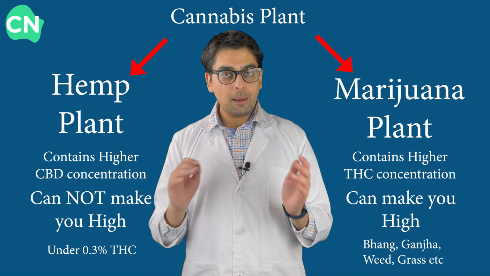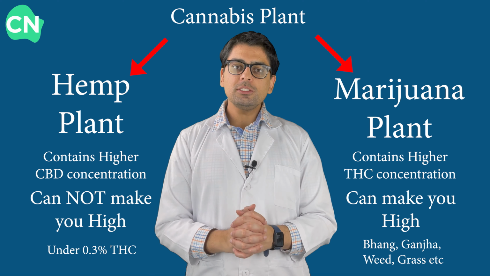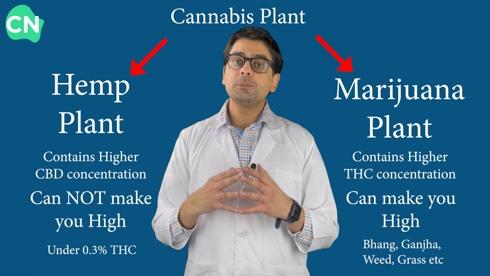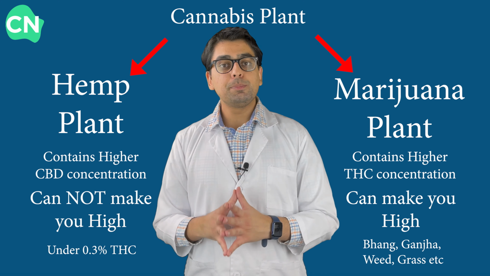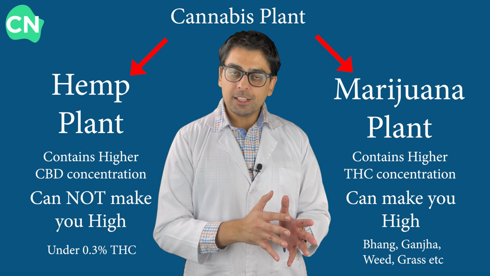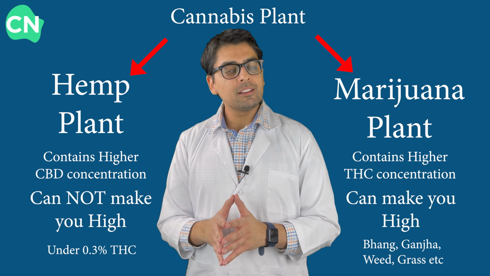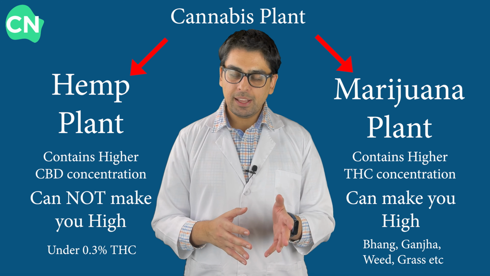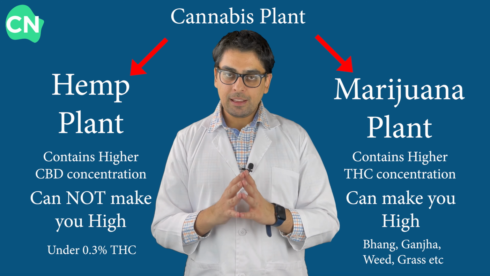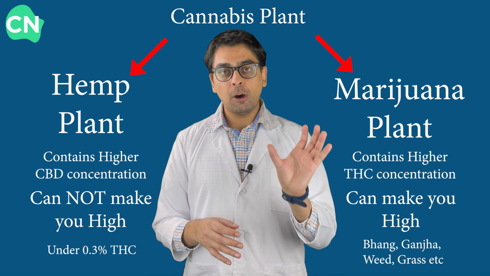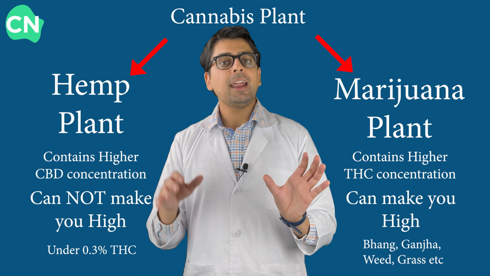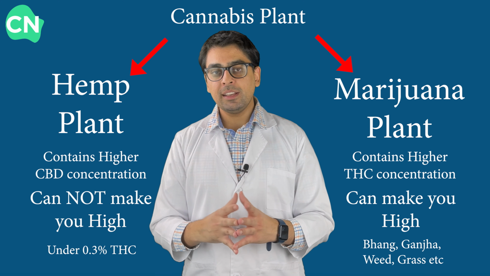So, to recap our video, cannabis is not just one plant, and the further subdivision of the cannabis plant depends on which active ingredient is present inside which of the varieties. The two most common active ingredients are THC and CBD. So the cannabis plant can be subdivided into marijuana, which predominantly contains THC, and hemp, which predominantly contains CBD.